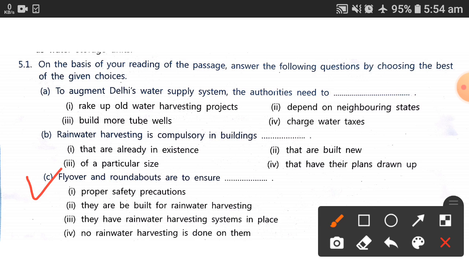Now write the next one. Flyovers and roundabouts are to ensure. There is again a gap, and it has to be filled with one of these four options. Number one, proper safety precautions. Number two, they are built for rainwater harvesting. Number three, they have a rainwater harvesting system in place. And number four, no rainwater harvesting is done on them. Choose the most appropriate option for this gap according to the passage that will be given to you soon. Hope you have noted these three questions and their options.